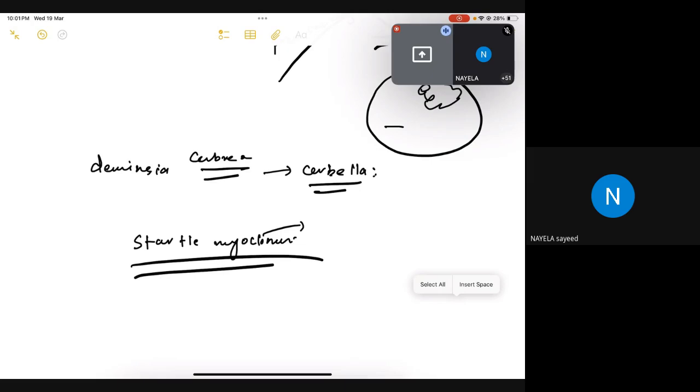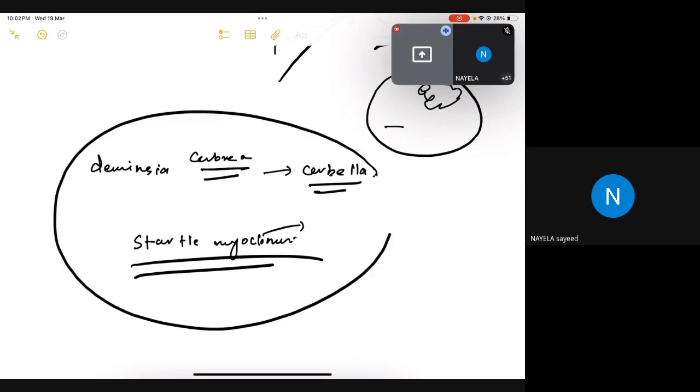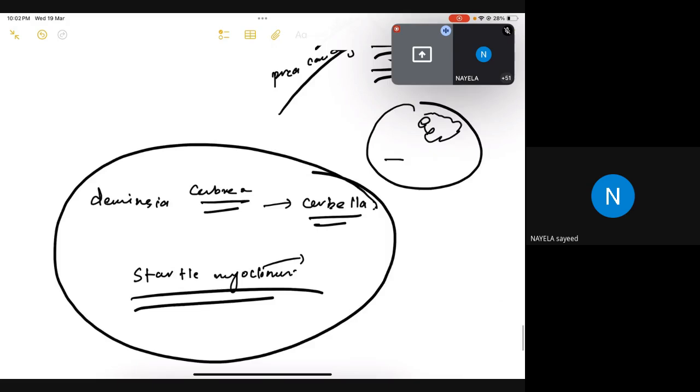With dementia, involvement of cerebrum, and ataxia, involvement of cerebellum, this triad is highly specific for this pathology.